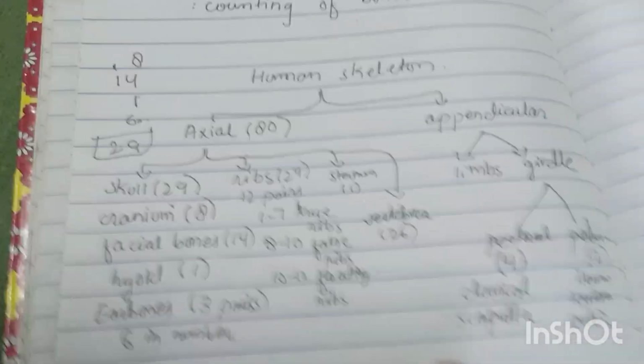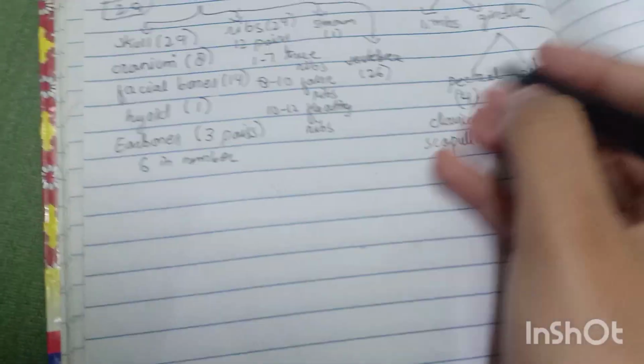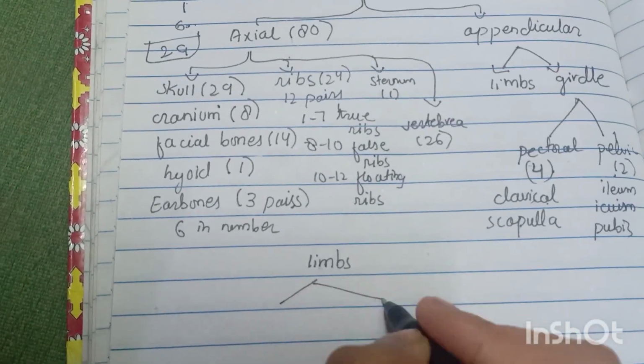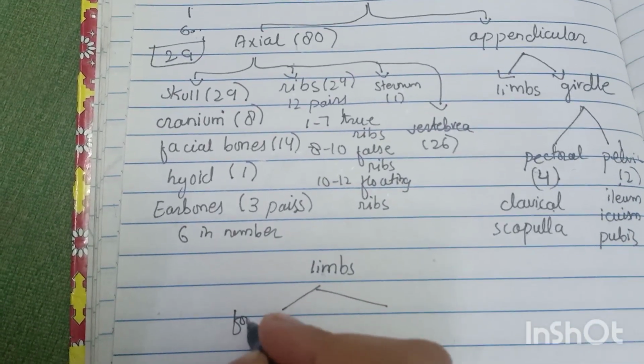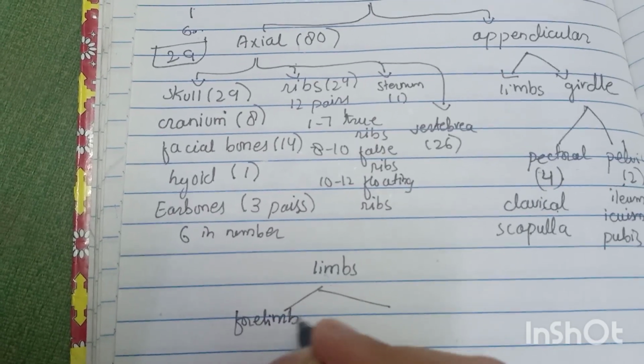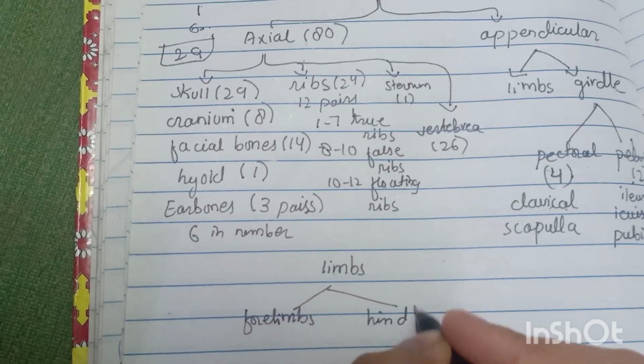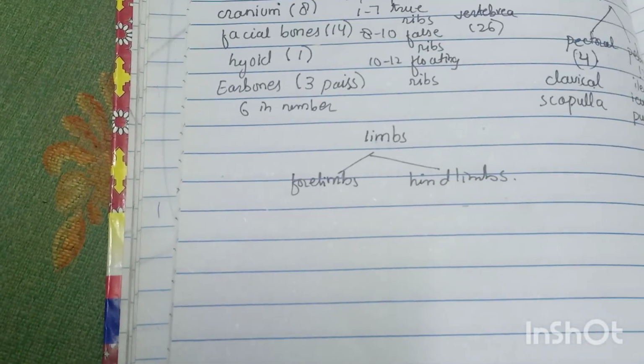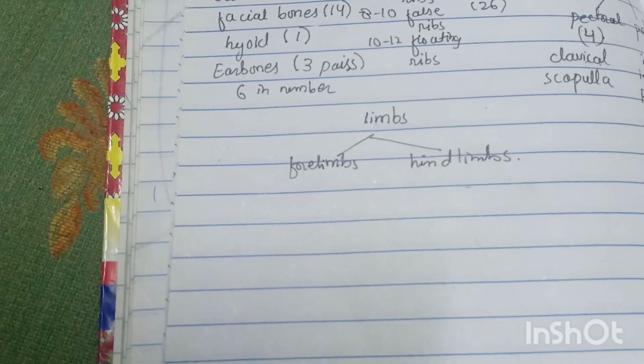Now talk about limbs. I am writing limbs here, it's a long topic. Let's divide them into 2, forelimbs and hind limbs, right? First of all, let's talk about the forelimbs. Forelimbs are the limbs like the limbs of our arm.